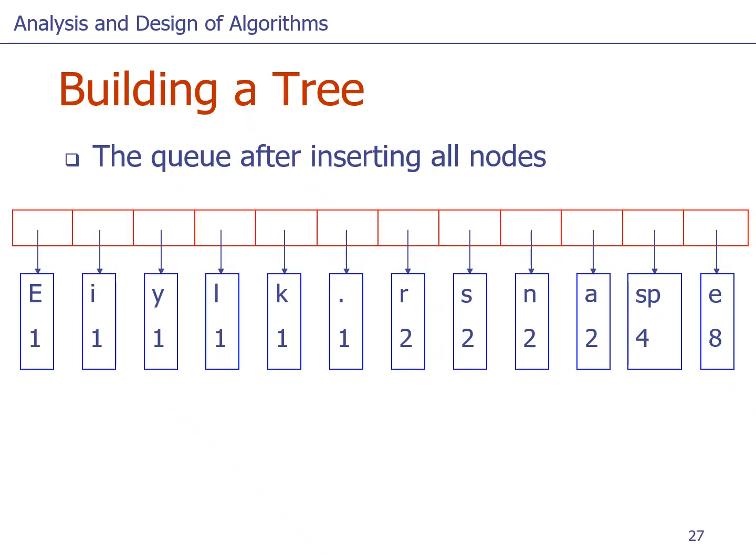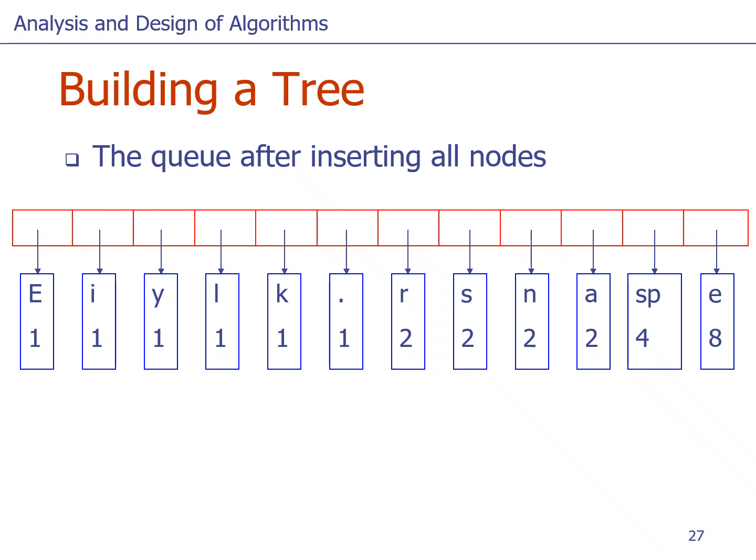So here is the picture. I have created a node for every letter, and these nodes will go in later to make the tree. I have put all of them in a priority queue, and it's ordered by the frequency. So as you see, capital E appeared only once, small i appeared only once, small y appeared only once. So all of these are coming at the beginning, and you see way at the end is small e, because it appeared 8 times.